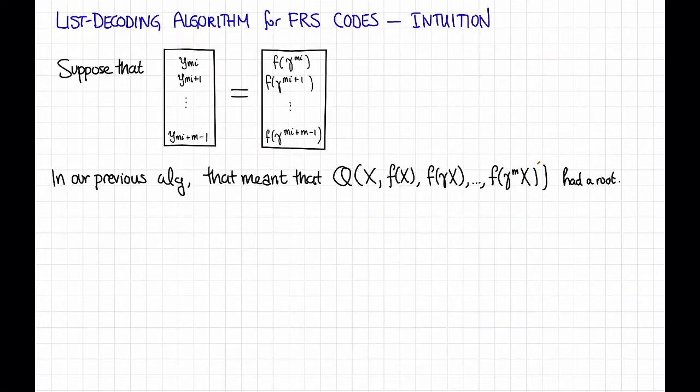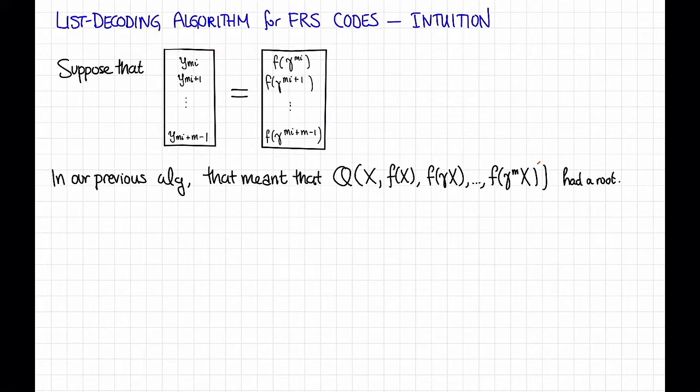Before we introduce our new algorithm, let's talk about some intuition for how we're going to improve on the algorithm we saw in the previous video. So let's suppose that f agrees with the received word y in some particular place i. That is, this little vector, which is the ith symbol of the received word, agrees with this little vector, which is the ith symbol of the corresponding folded Reed-Solomon codeword.